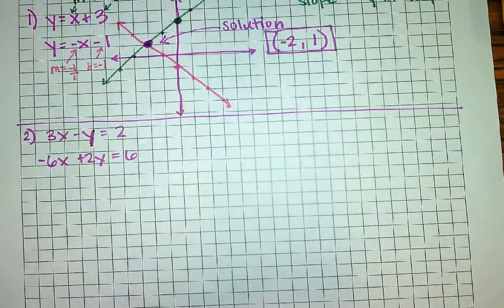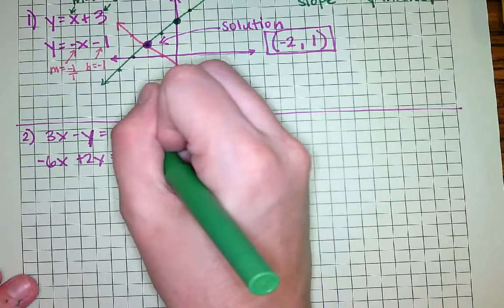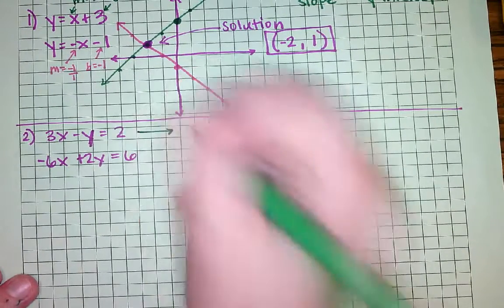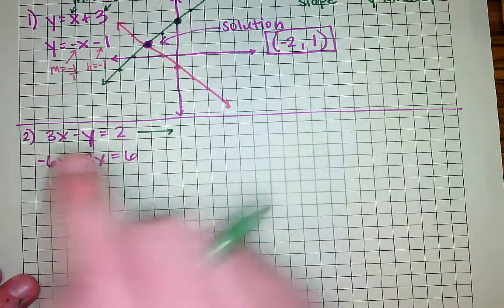So guys, the first thing we can do is solve for y. So I'm going to bring over this top equation, and we have 3x minus y equals 2.